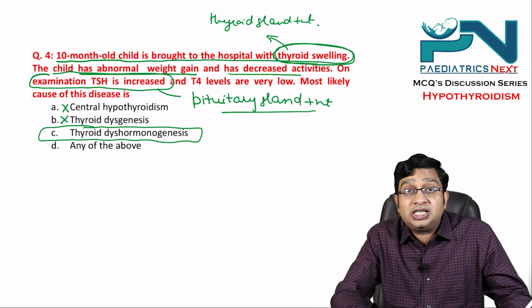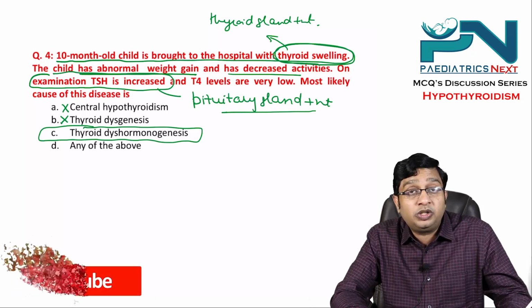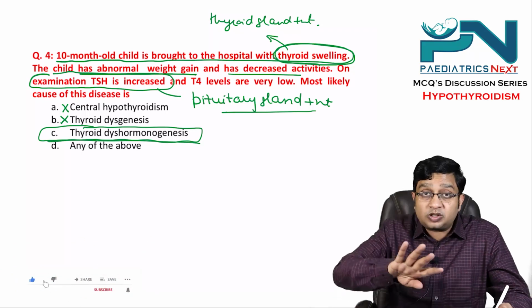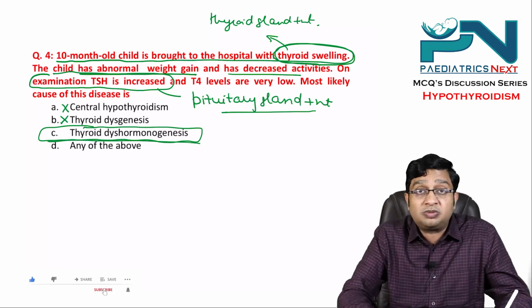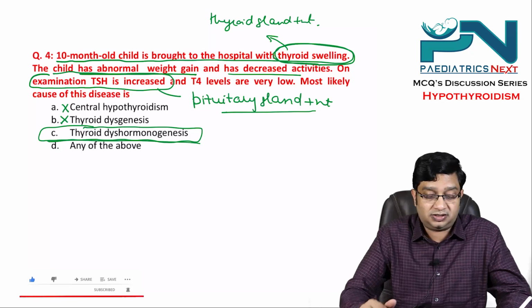So there might be some defect in the thyroid hormone, particularly synthesis. Maybe defect in the enzyme peroxidase. Maybe defect in the enzyme deiodinase. Right? So basically here you need to understand, I have excluded the two, so I have come to the answer. Most likely answer can be the thyroid dyshormonogenesis.